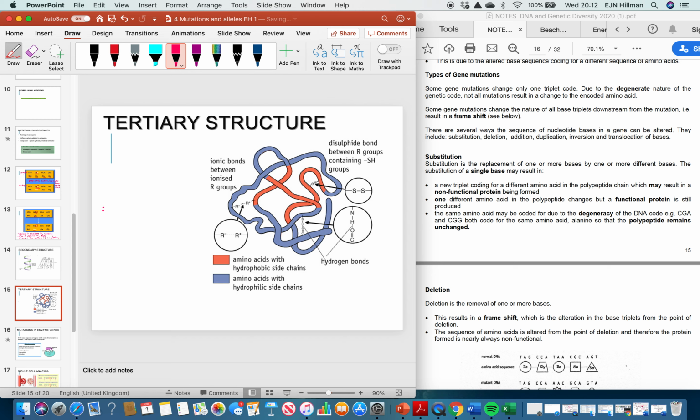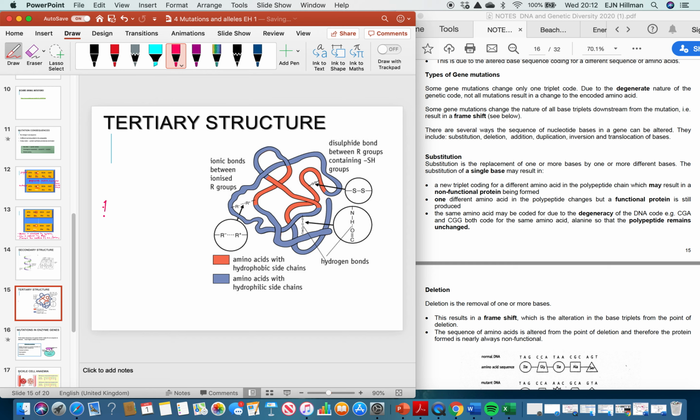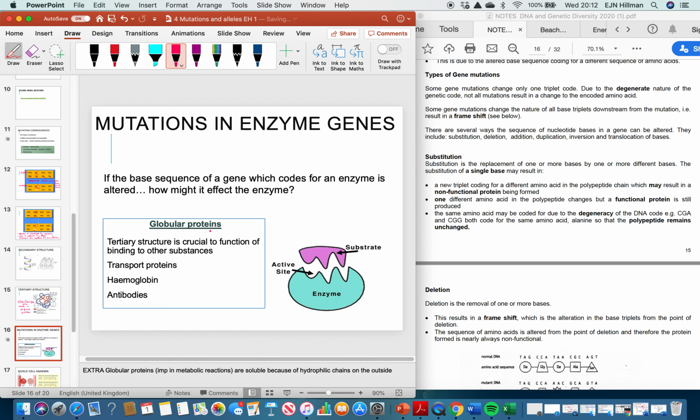I can't emphasize enough how important that is, to say that the hydrogen or ionic or, I'll do it with F this time, disulfide bonds form in different positions. Okay, so that is particularly problematic.